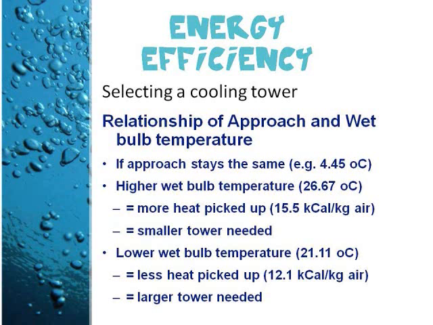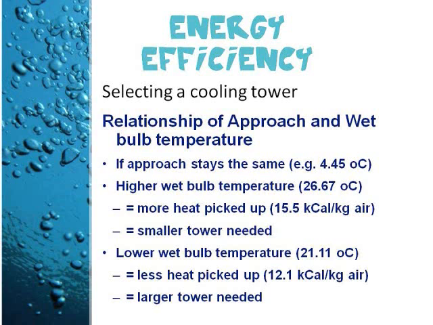Relationship between the approach and wet bulb temperature. The design wet bulb temperature is determined by the geographical location. For a certain approach value and at a constant range and flow rate, the higher the wet bulb temperature, the smaller the tower required. For example, the approach stays the same at 4.45 degrees Celsius and the wet bulb temperature at 26.67 degrees Celsius. The heat picked up will be 15.5 kilocalories per kilogram air.